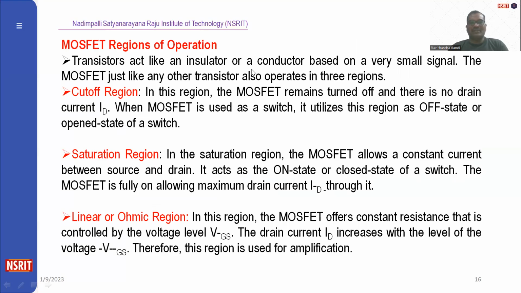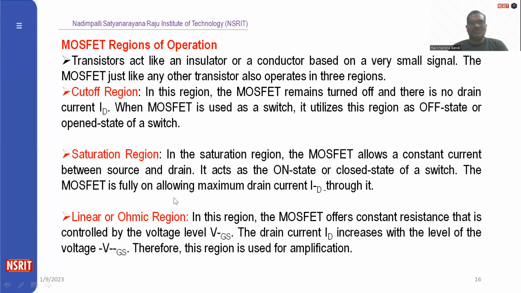Transistors act like an insulator or a conductor based on a very small signal. The MOSFET, like any other transistor, also operates in three regions: cutoff region, saturation region, and linear or ohmic region. In the cutoff region, the MOSFET remains turned off and there is no drain current ID. When the MOSFET is used as a switch, it utilizes this region as the off state or open state of a switch. Saturation region: in this region, the MOSFET allows a constant current between the source and drain. It acts as the on state or closed state of the switch.